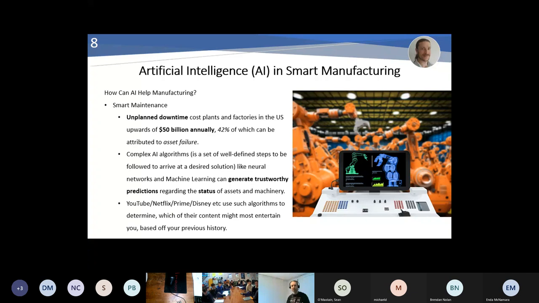Just then to give a bit more of an idea of algorithms. I'd mentioned just above that your algorithm is a set of well-defined steps to be followed to arrive at a desired solution. A couple of examples that you might be familiar with are streaming platforms. If you think about YouTube, Netflix, Prime, Disney Plus, all of these platforms recommend stuff to you. So you're on their platform.